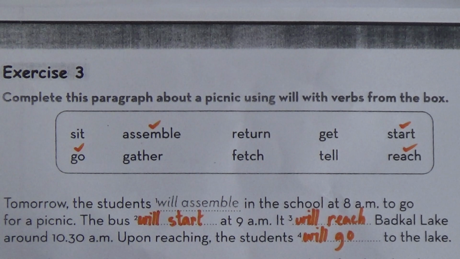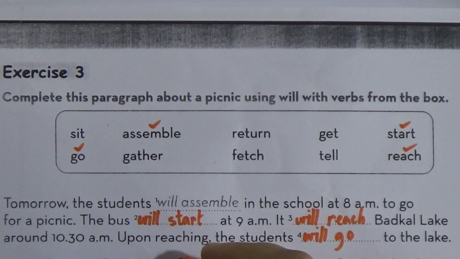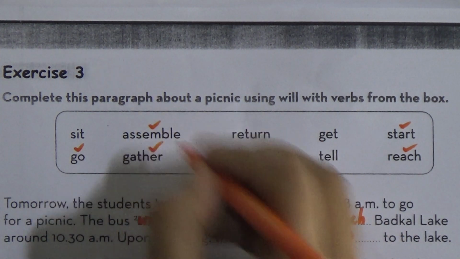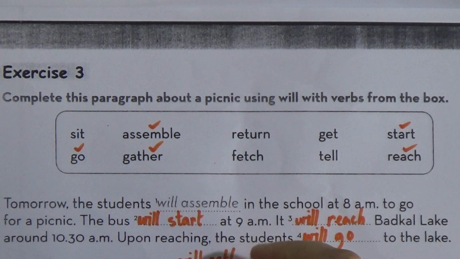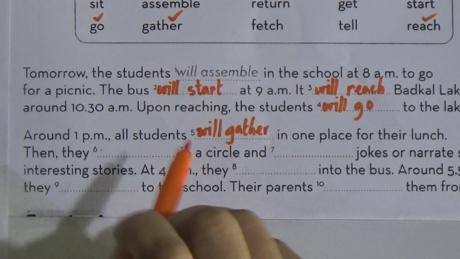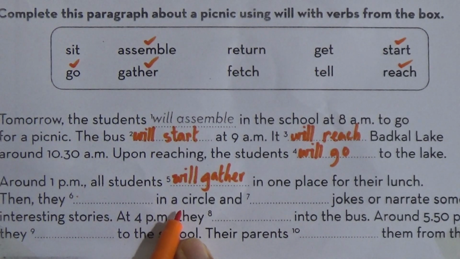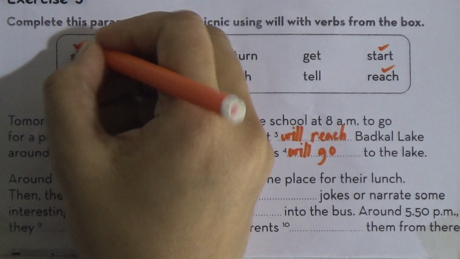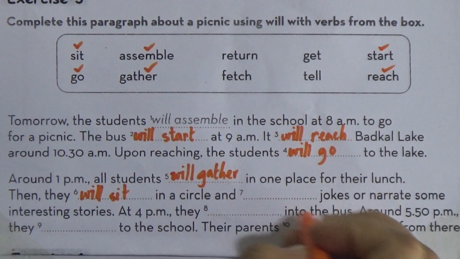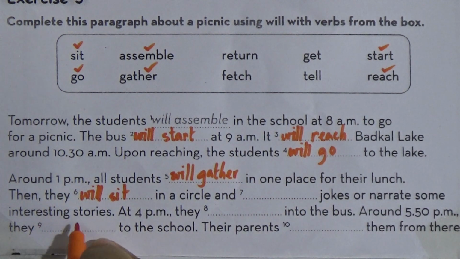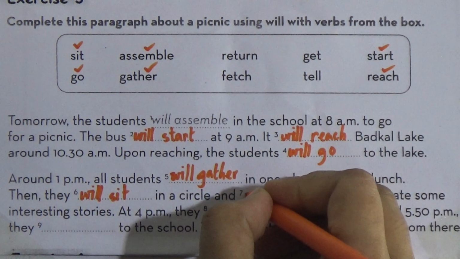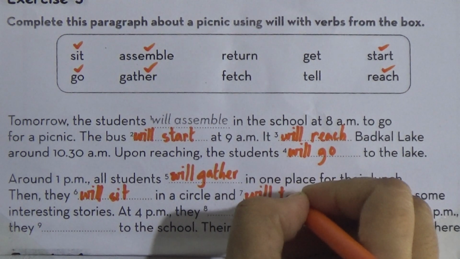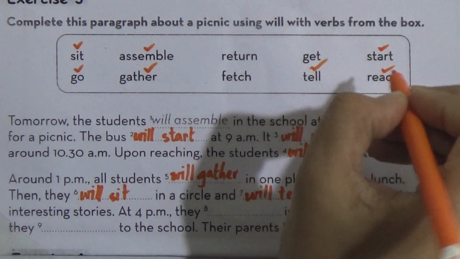Around 1 p.m. all students ___ in one place for their lunch. Around 1 p.m. all students will gather. Will gather, G-A-T-H-E-R, gather in one place for their lunch. Then they ___ in a circle. Then they will sit in a circle and ___ jokes or narrate some interesting stories. And will tell jokes or narrate some interesting stories.